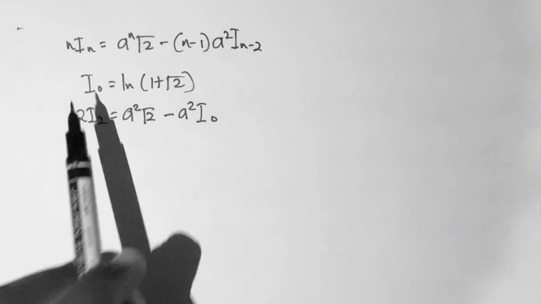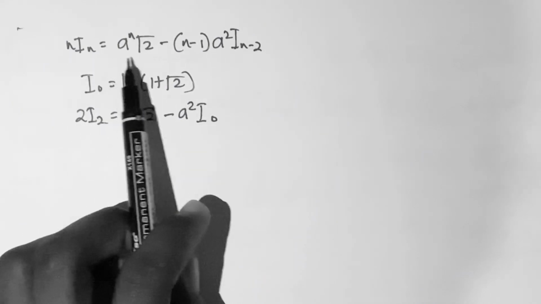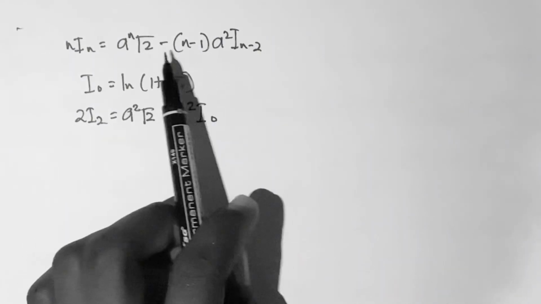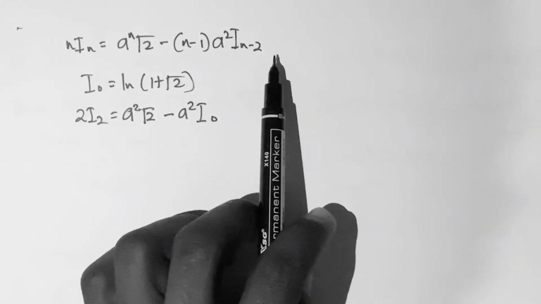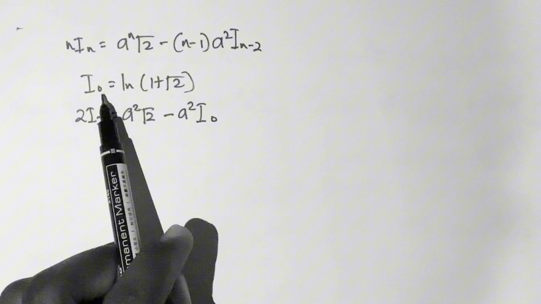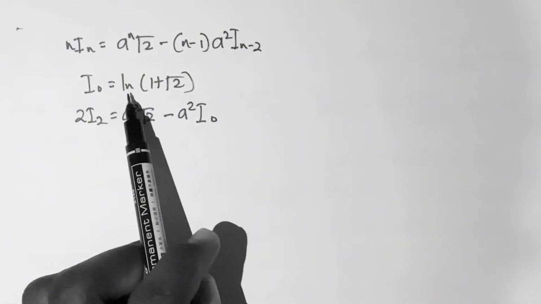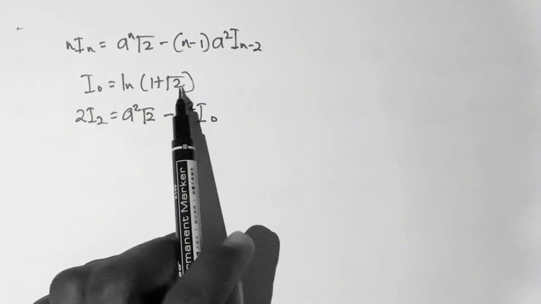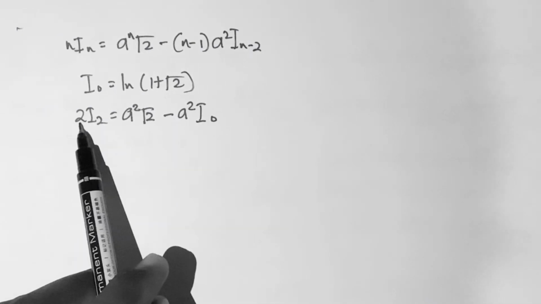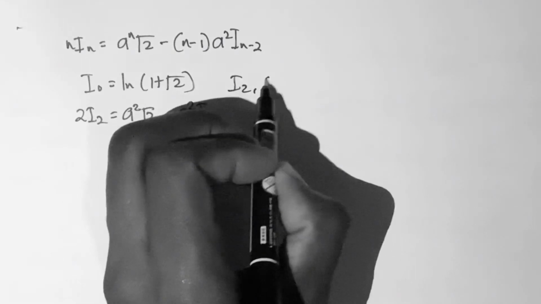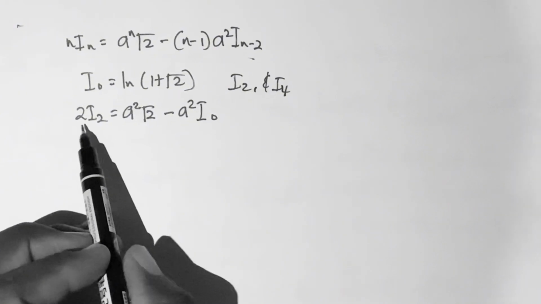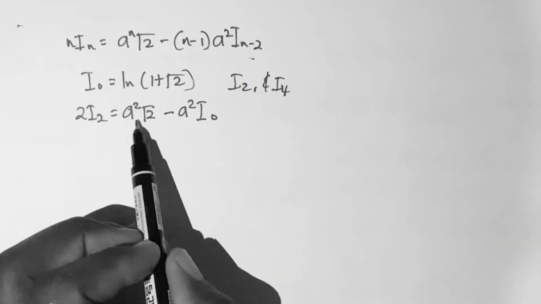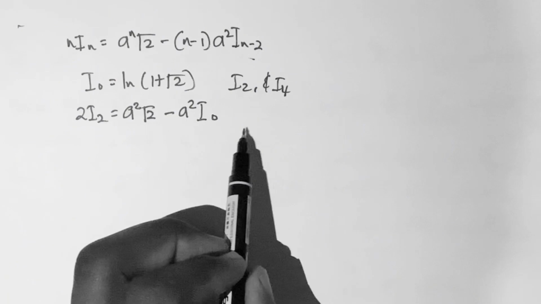So we have been able to establish from the proof that nI of n is equal to a exponent n square root of 2 minus (n minus 1) a squared I of n minus 2. And then we also established that I of 0 is equal to natural log of bracket 1 plus root 2. And then we are looking for I of 2 and then I of 4. But from the reduction formula, we found out that 2I of 2 equals a squared root 2 minus a squared I of 0.